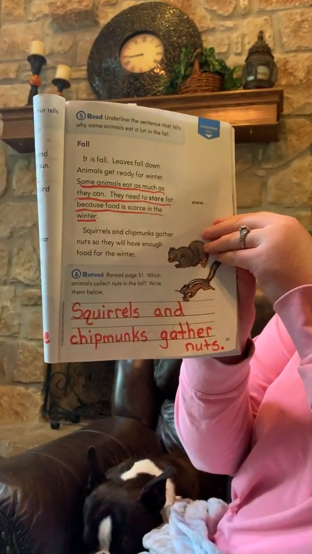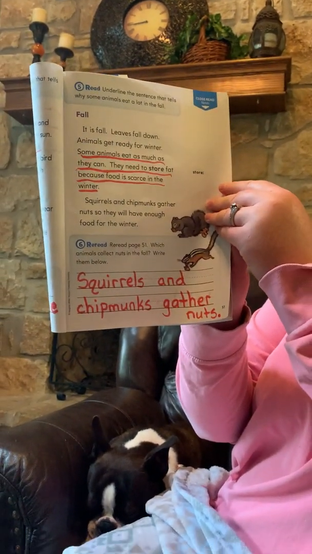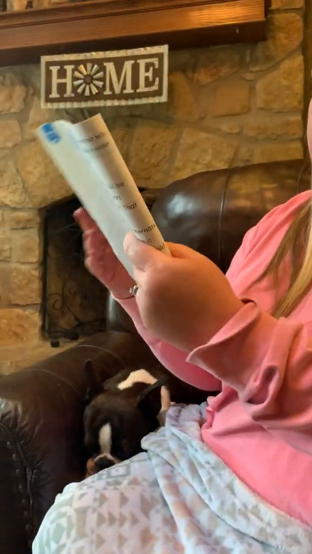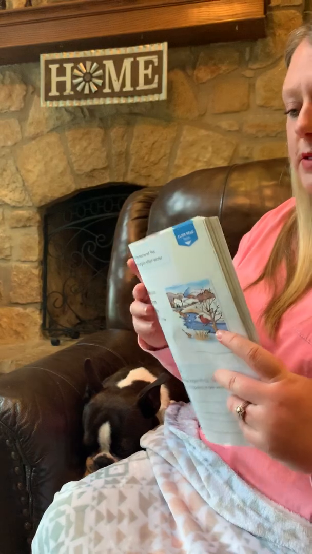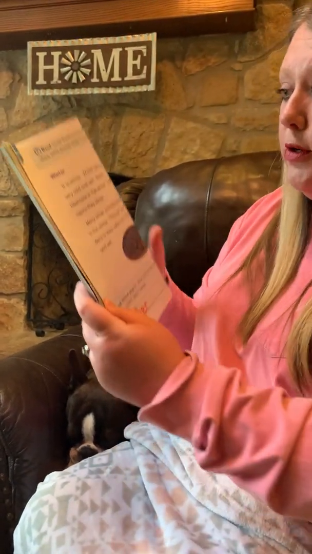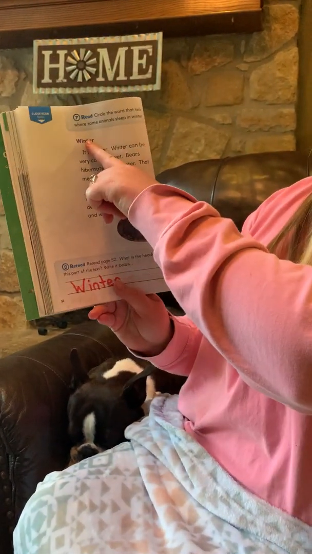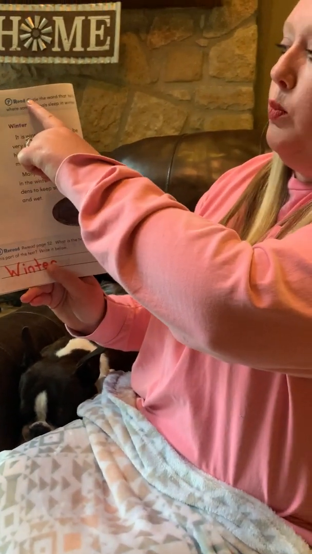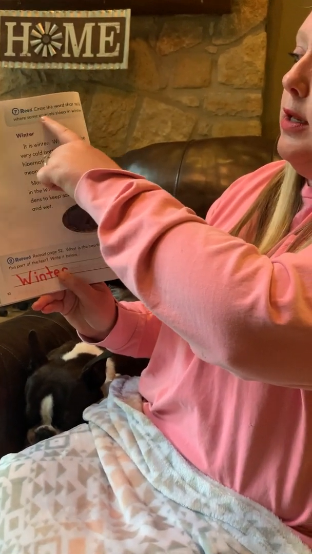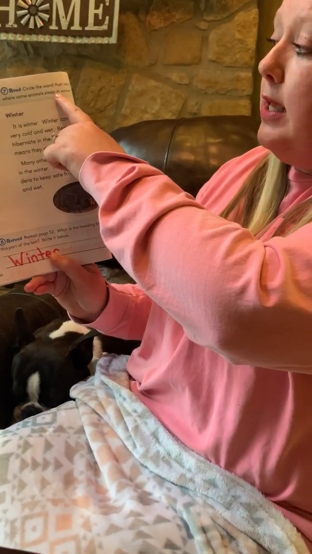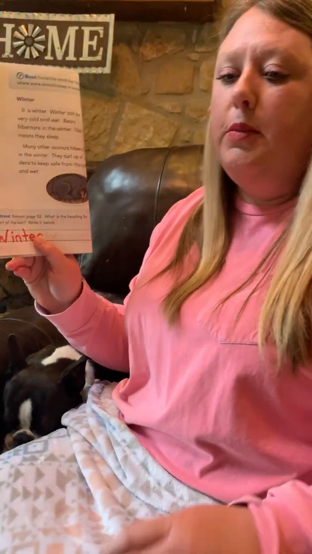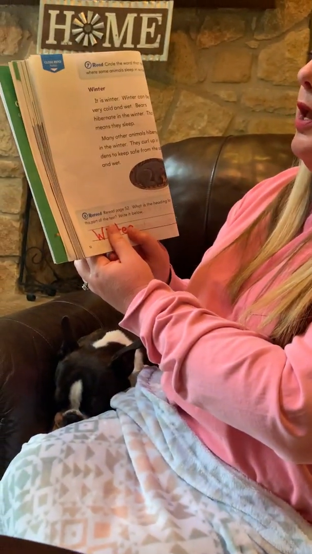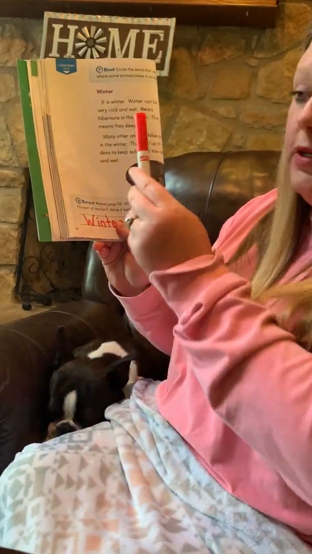Make sure you can see it. Okay, I'm going to go ahead and turn to the last 2 pages. This next page talks about our last season in here, which is winter. I see winter up here as my heading. As we read, we're going to circle the word that tells where some animals sleep in the winter. So I'm going to get my pen ready again. And when I find where the animals sleep in the winter, I'm going to circle it.